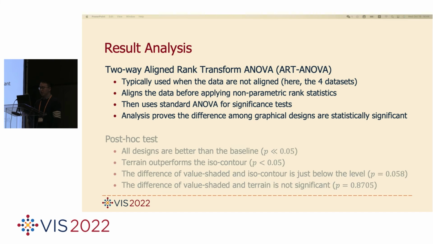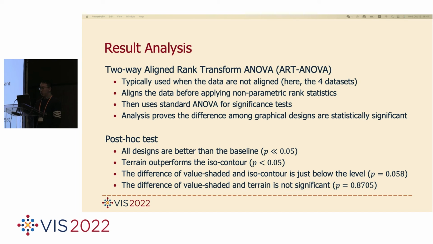And then we did a post hoc test to test the pairwise significance, and it shows that all the designs are better than the baseline, and the terrain map outperforms the ISO contour, and the difference between the value shaded map and the ISO contour map is just below the significance level, and the difference between the value shaded map and terrain is not significant.